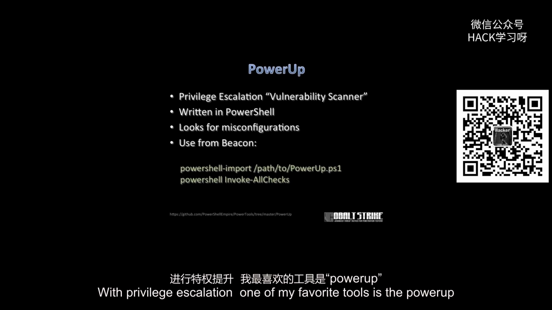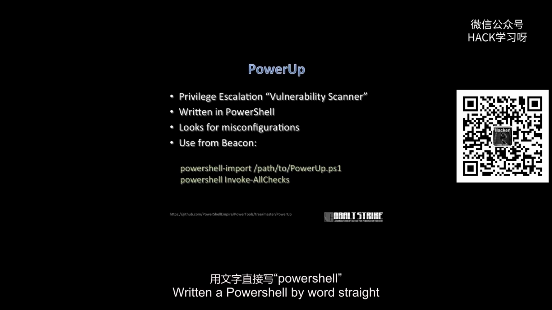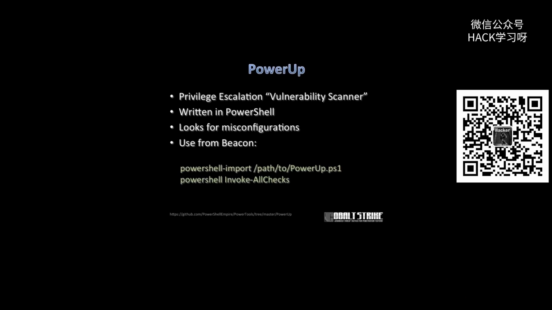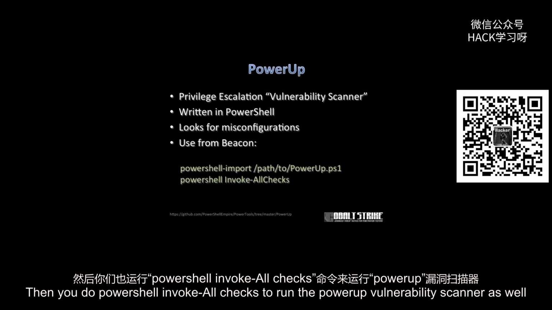With privilege escalation, one of my favorite tools is PowerUp. PowerUp is a privilege escalation vulnerability scanner written in PowerShell by Will Schroeder, okay? And what PowerUp does is it looks for different misconfigurations that can help you elevate. To use PowerUp from Beacon, you just do powershell-import, the local path to powerup.ps1, and then you do powershell Invoke-AllChecks to run the PowerUp vulnerability scanner, if you will.